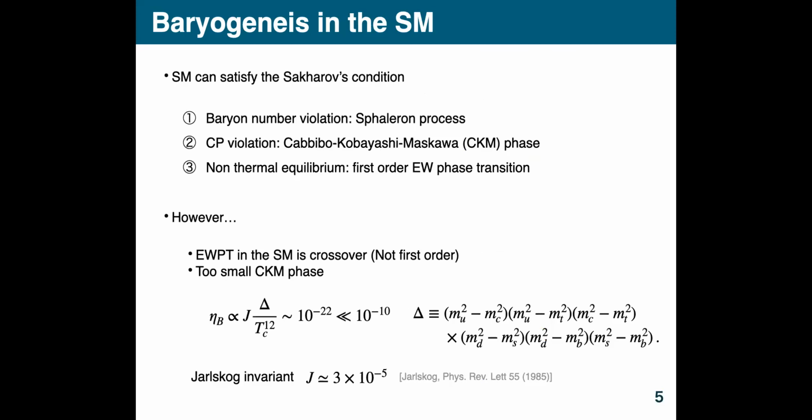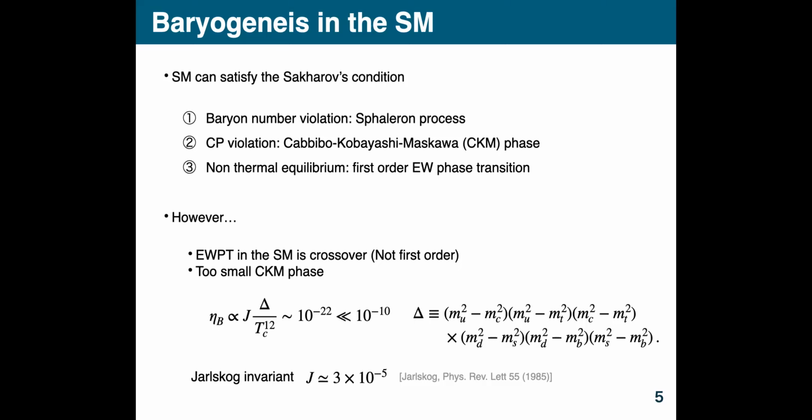As I mentioned, the standard model may be able to satisfy the Sakharov conditions. The first condition is satisfied by the sphaleron process, which is the baryon number violating process. The second one is the CP phase in the Kobayashi-Maskawa matrix. And the non-equilibrium situation is realized by the first order electroweak phase transition. However, unfortunately, the electroweak phase transition in the standard model is a crossover and not first order. Therefore, this third condition cannot be satisfied in the standard model.